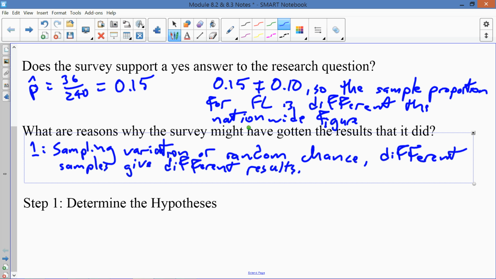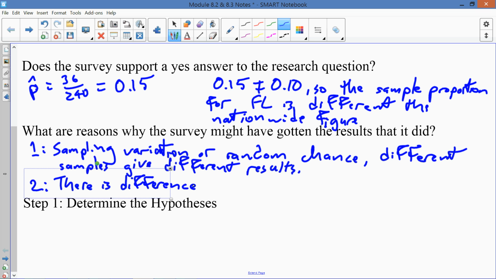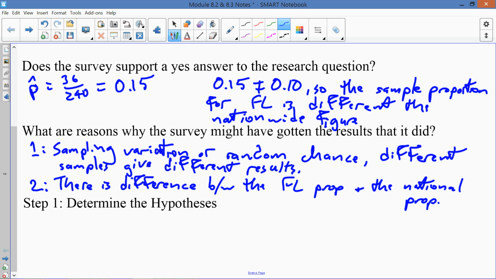All right. Well, there's one other reason, and that's that there actually is a difference between the Florida proportion and the national proportion. So the difference between our p hat of 0.15 and our nationwide population proportion of 0.10 could have occurred due to sampling variation, or because the number in Florida actually is not equal to 0.10.